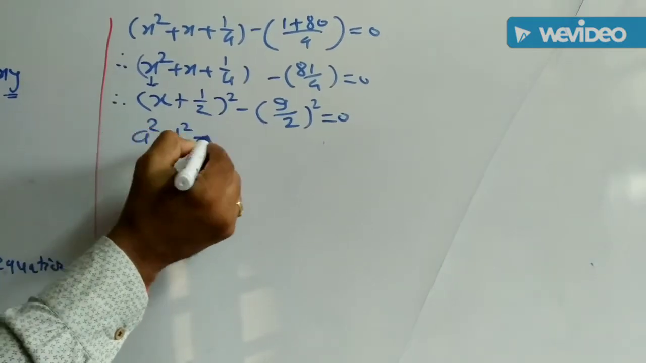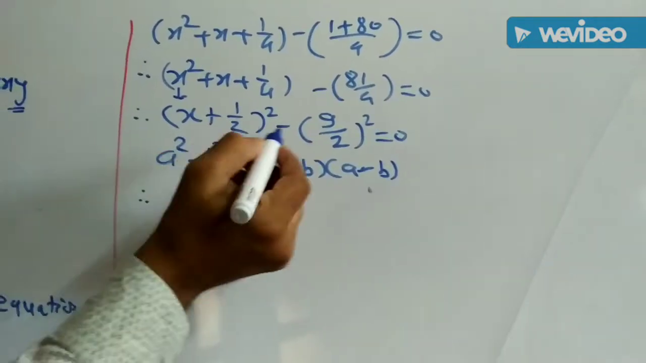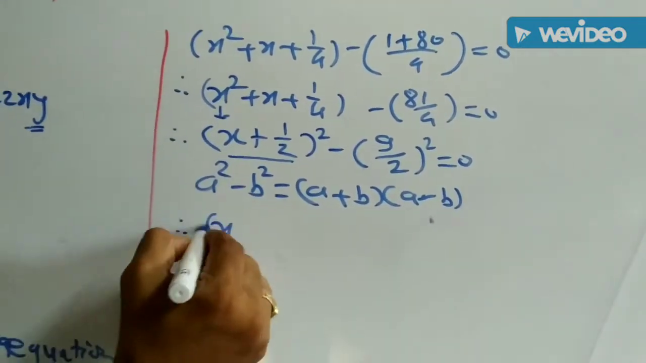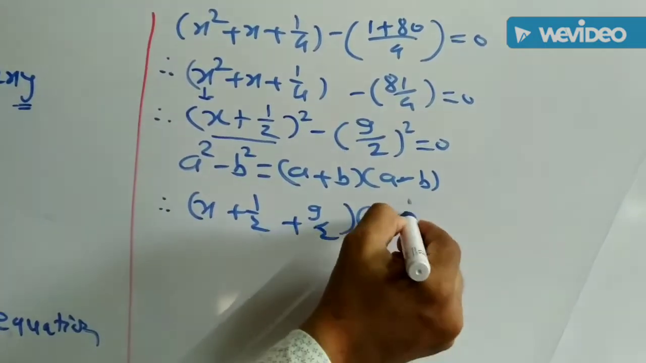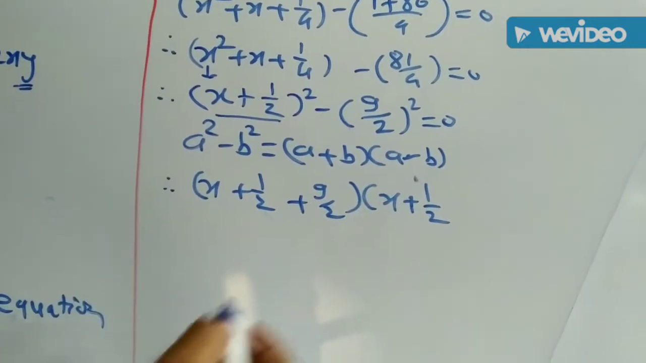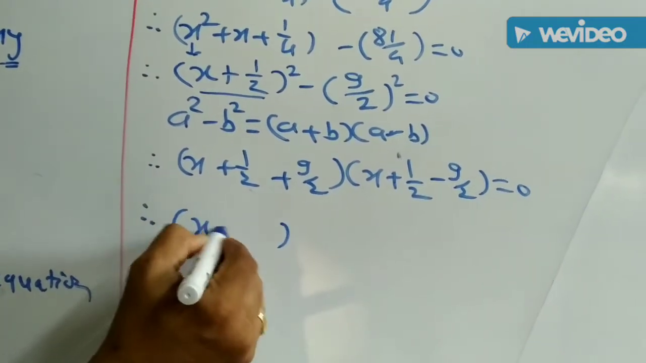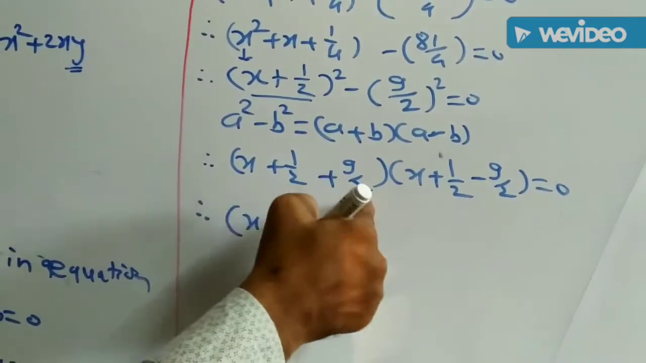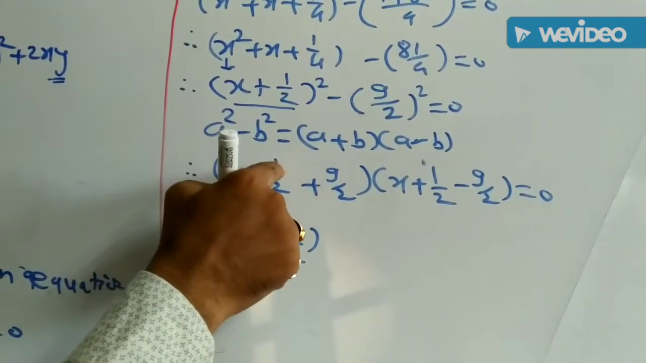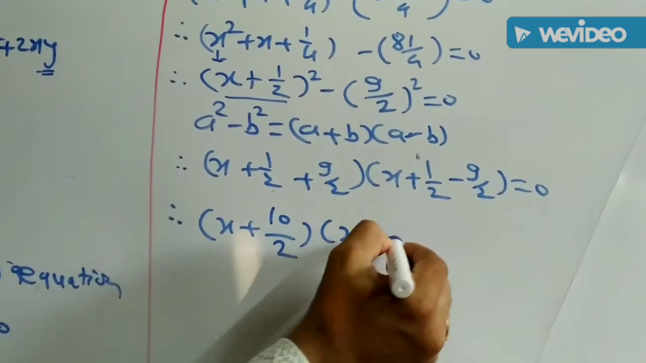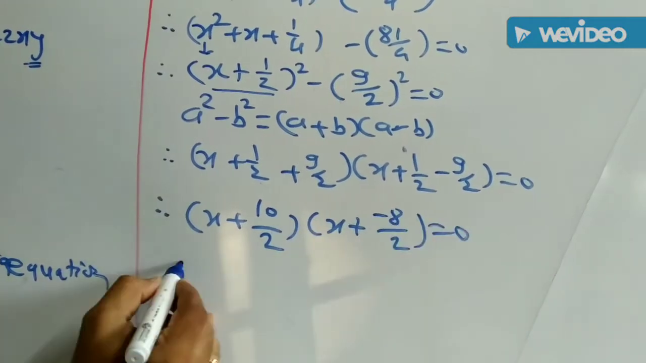Now it is in the form of a square minus b square, that is a plus b, a minus b. Now instead of a, write x plus 1 half, plus b, that is 9 upon 2. Instead of a, x plus 1 half, minus b, instead of b we write 9 upon 2, is equal to 0. Now the denominator of both the terms is the same, therefore I write at one time 9 plus 1, 10. Here x plus, again the denominator is same, 1 minus 9, that is minus 8, is equal to 0.